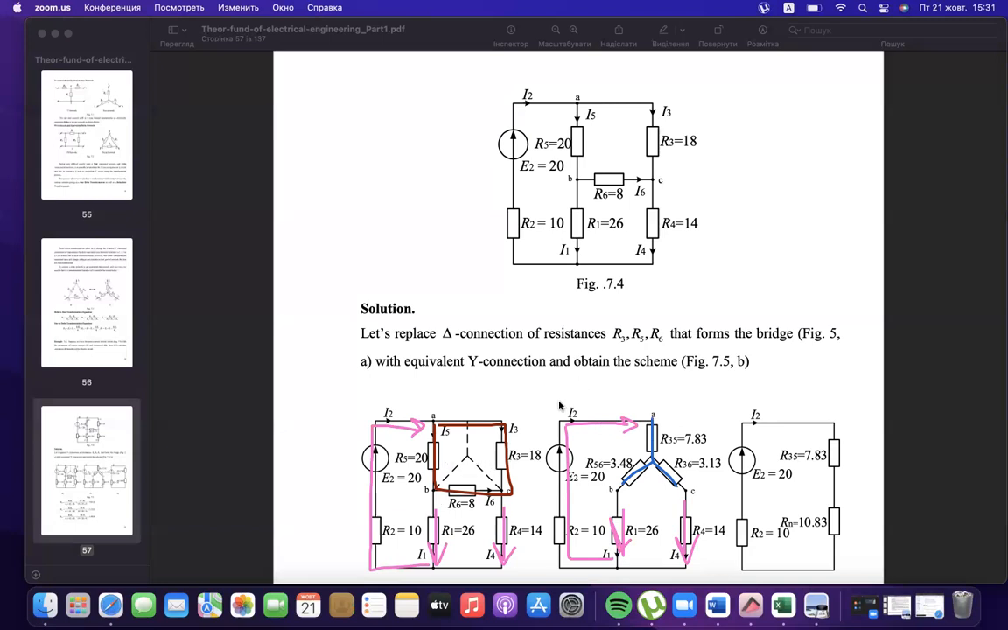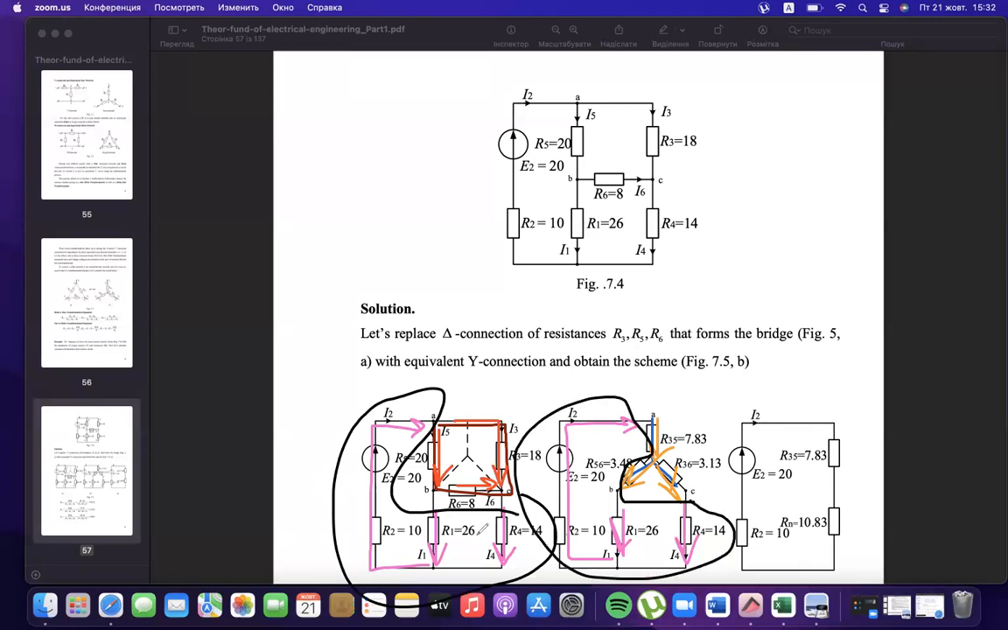The currents inside the transformation could be different. For example, currents in this delta differ from the currents inside this star. It is a normal thing, they shouldn't be equal. But all other currents in the outside part of the circuit should be exactly equal, and this is the restriction, it is the criterion of equality between these two transformations.